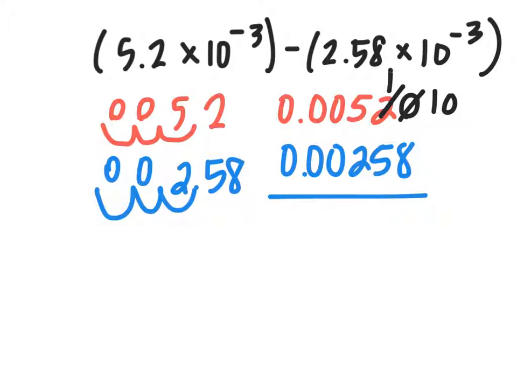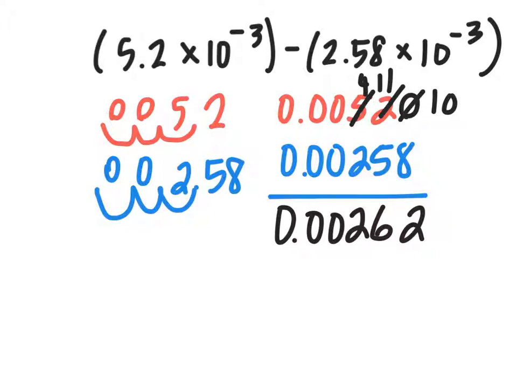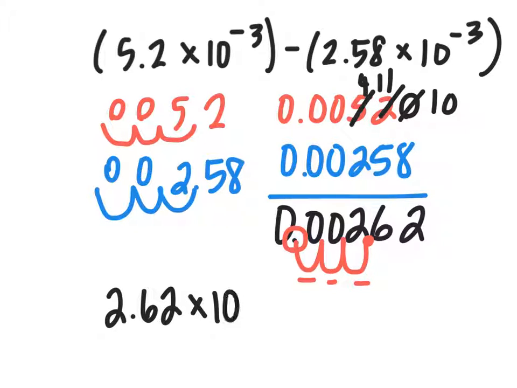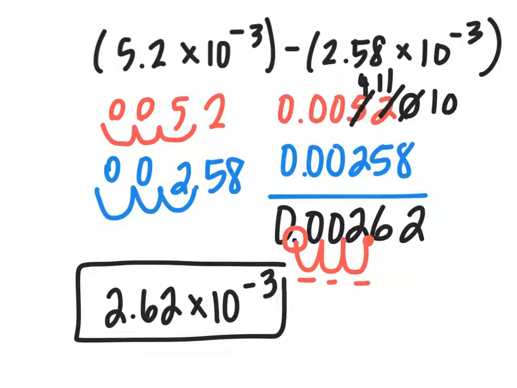You could use your calculator at this point, or go by hand. We're left with 0.00262. We do have a decimal here, but we want it to be between the 2 and 6 to get that into scientific notation. And so we would have to move the decimal 1, 2, 3 times. So that would be 2.62 times 10 to the negative third power. It's negative because we do have a very small number here.